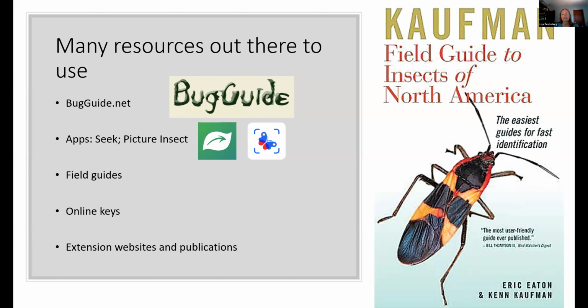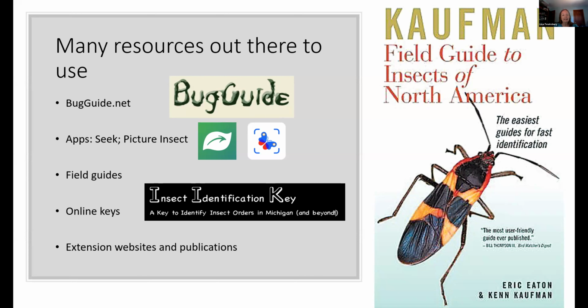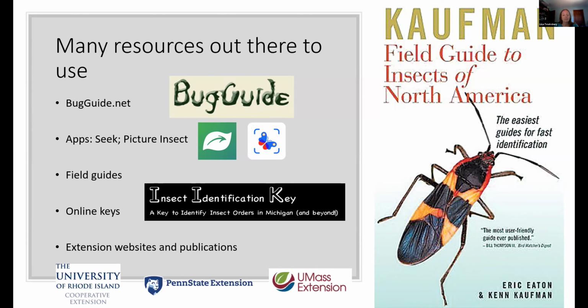And even though I can find a lot of this information online, there's something about being able to flip through a field guide that I like. Keys, not everybody likes to use a key, but sometimes if you're trying to really determine between a couple of insects, or it's important to get an exact species, you can find a lot of online keys. And then I just recommend that, as I said, pretty much every land grant state university has cooperative extension, and many of the cooperative extension websites have publications, they have fact sheets.